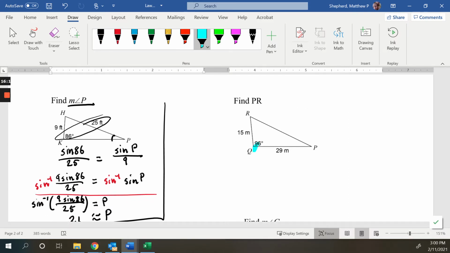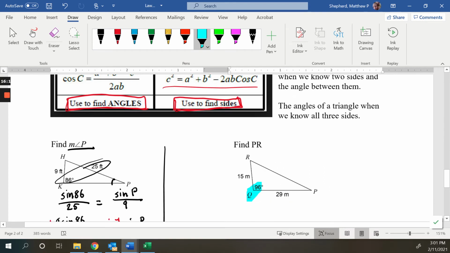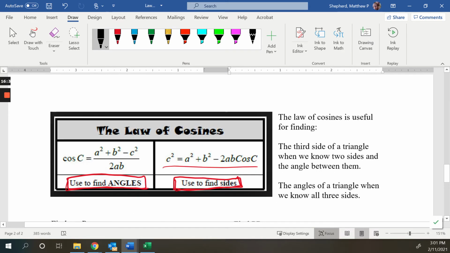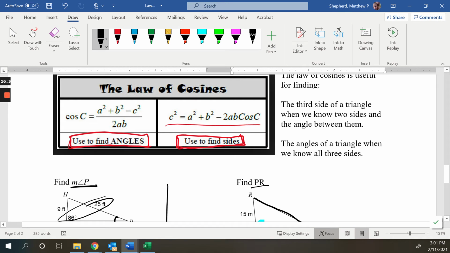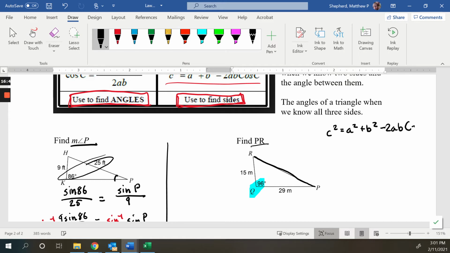Now, this angle that we know, remember, law of cosines only uses a single angle, C. So this is going to be my C. And it looks like we're trying to find side PR. So they tell us that to find sides, we're going to use this one on the right. So I'm just going to go ahead and write it first. C squared is equal to A squared plus B squared minus 2AB cosine of C.